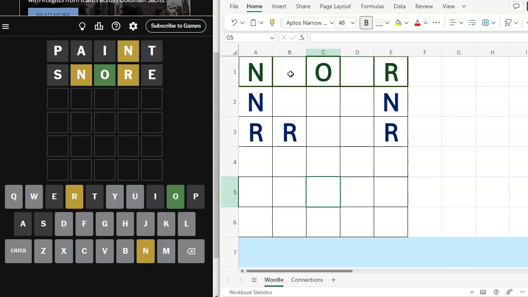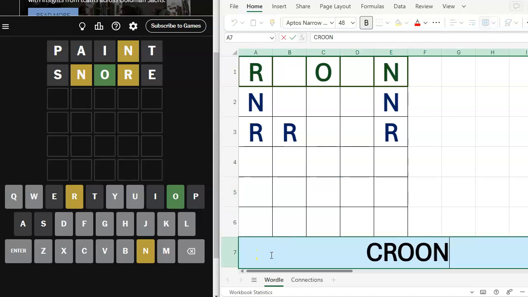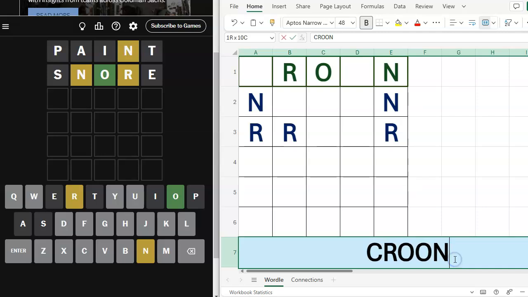What else blends with this? I don't like this. I don't think the N goes there. I think the N goes at the end. Let's try this. Let's try an N here. That means the R could go here, but the R is a good blender. It could be croon. We could have a double O. Let's put the R here. I think this is a better spot for it. It could be crown.